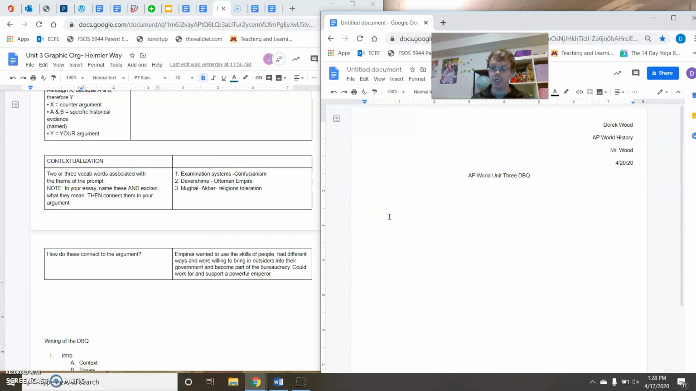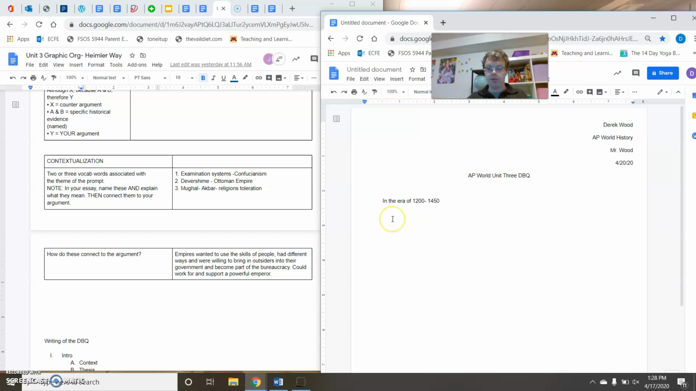And we've always done context, and I'm not going to grade it this way, but it is good to start off with a claim, as we usually have done. So I would say something like, in the era of 1200 to 1450. And our DBQ is focused on land-based empires.